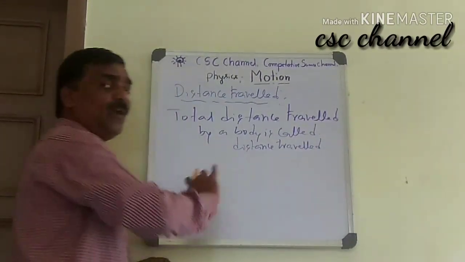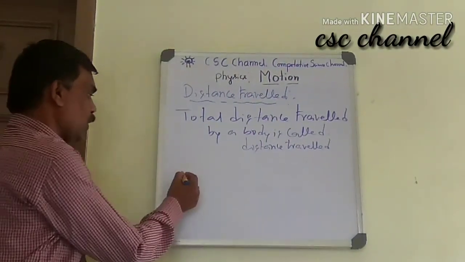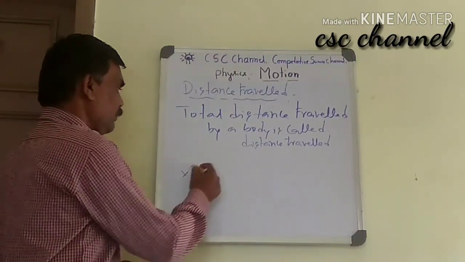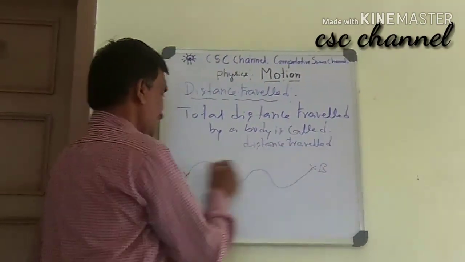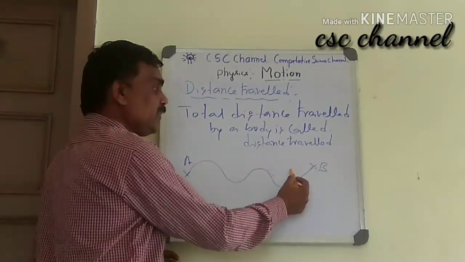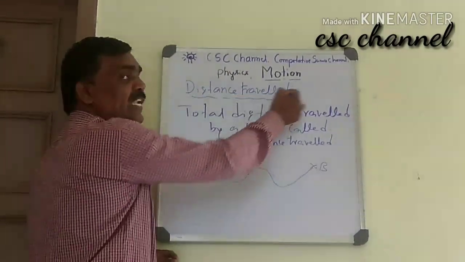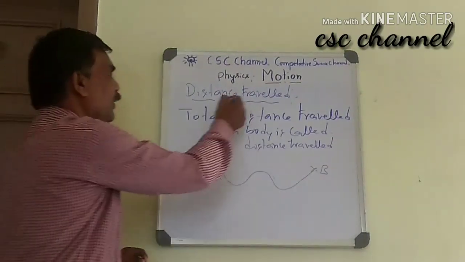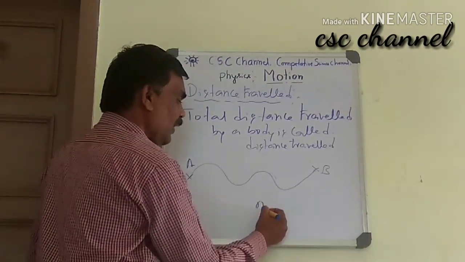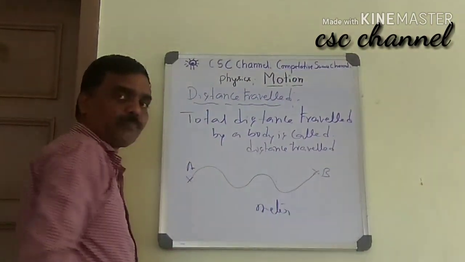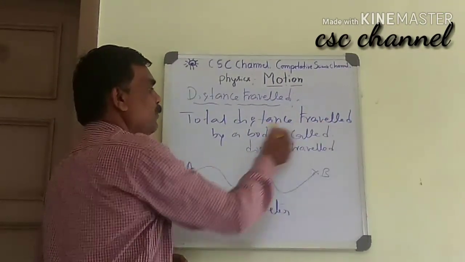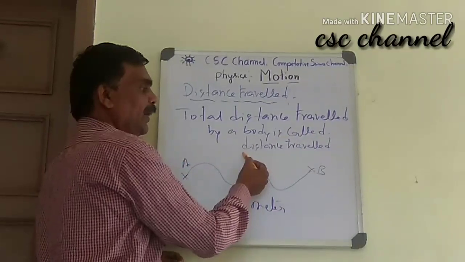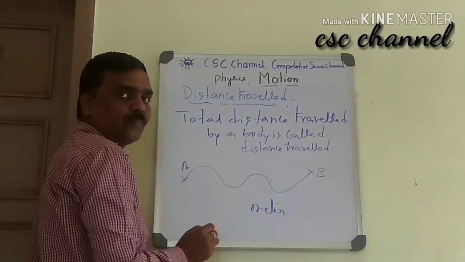Total distance traveled by a body, wherever the object may be, if it moves a certain distance, that total distance is called distance traveled. The unit of distance traveled is meter. Total distance traveled by a body is called distance traveled.